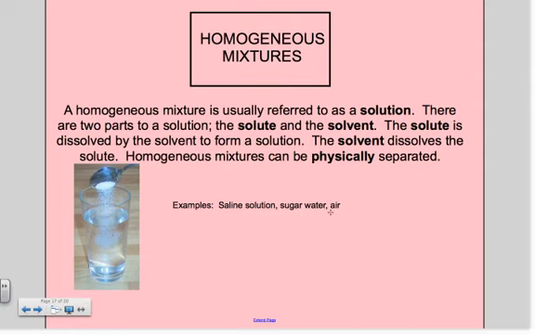Sugar water. Air is a solution. There's multiple things in air, but when you see air, you see one thing. You see air. But it's made up of nitrogen. It's made up of oxygen. There's some carbon dioxide in there. It's a homogeneous mixture.